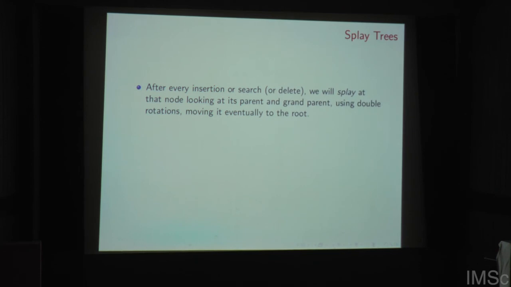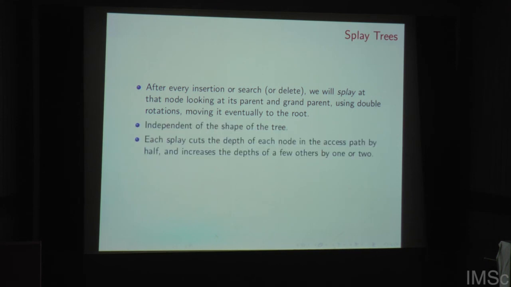So what Sleator and Tarjan came up with is that I'm going to do these rotations, but in very carefully controlled rotations. There are no local balance criteria. I'm not going to remember anything. After every access, every insert, I'm going to do these rotations and fix the tree somehow, but in some controlled way. And it's independent of the shape of the tree.